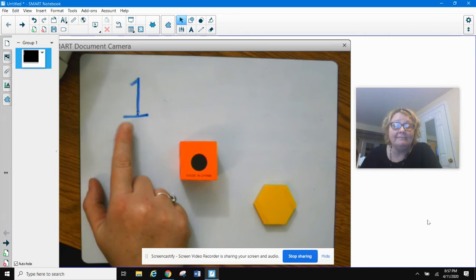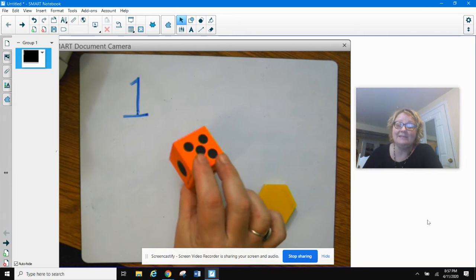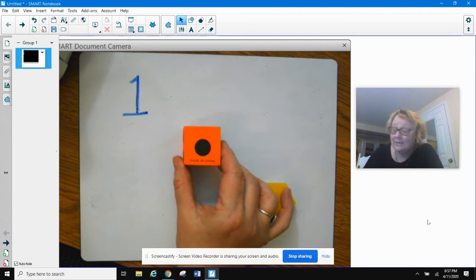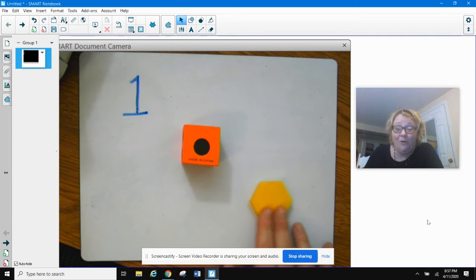Well, we know we can write it. This is just a 1 on a dice, but everybody knows when they see that single dot that we're talking about 1 unit. We can have 1 whole item. That could have been a square, a triangle, whatever, but it's 1 unit.